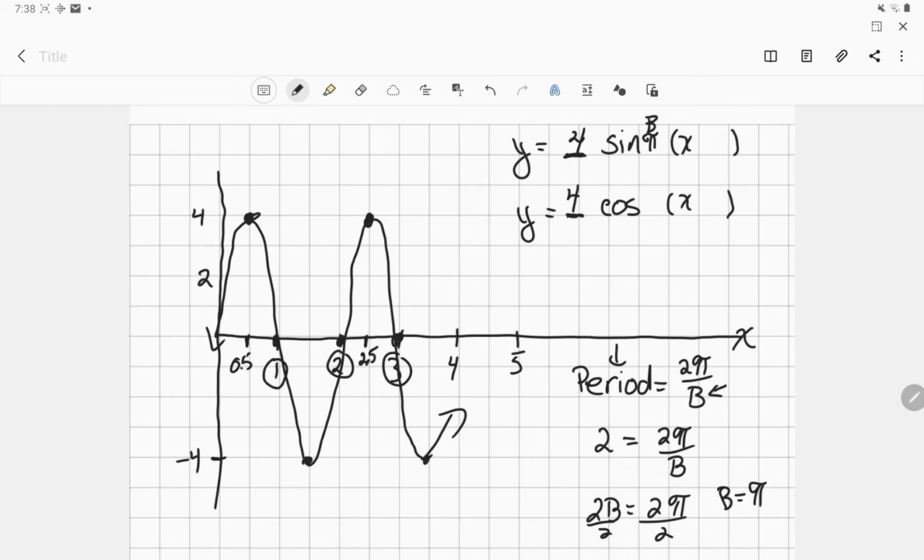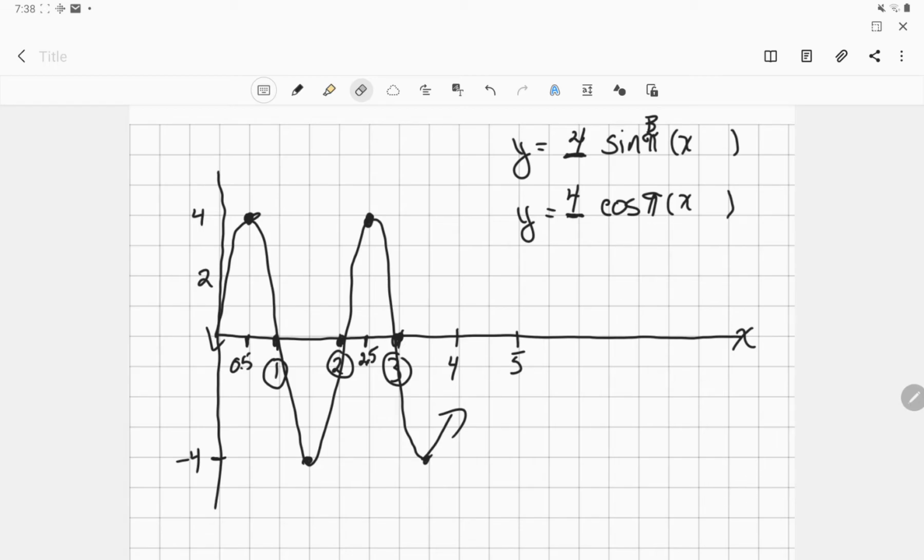So what would go here would be pi. And again, regardless of whether or not it's a sine wave or a cos wave, the period is the same. And so the b is the same. So I'm going to skip over the C. I'm going to skip over what goes in this bracket, and I'm going to look at vertical displacement, the plus D portion of the question.